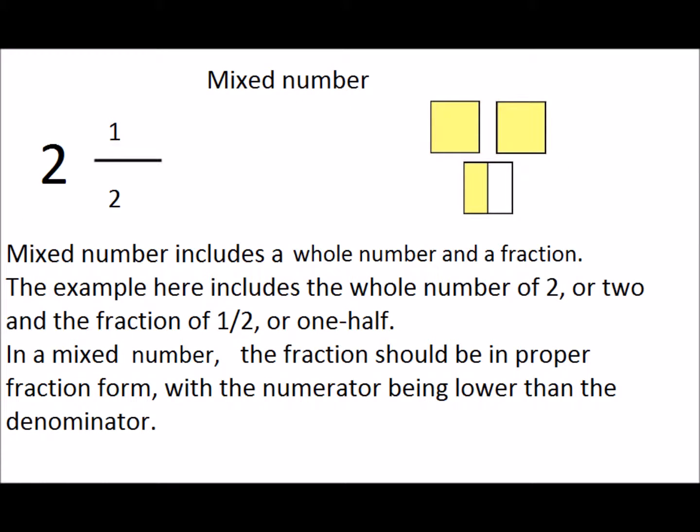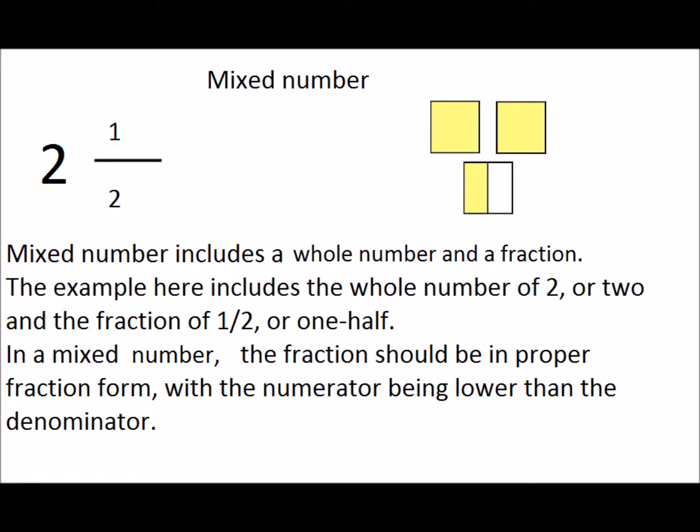Our third type of fraction is the mixed number. If we look, we see the number 2 and 1/2. That represents a whole number and a fraction. Ideally, you want the fraction to be in proper form as this one is. Those of us that are visual, we might want to look to the right for the aid that we see. We see the 2 blocks that are shaded in yellow.